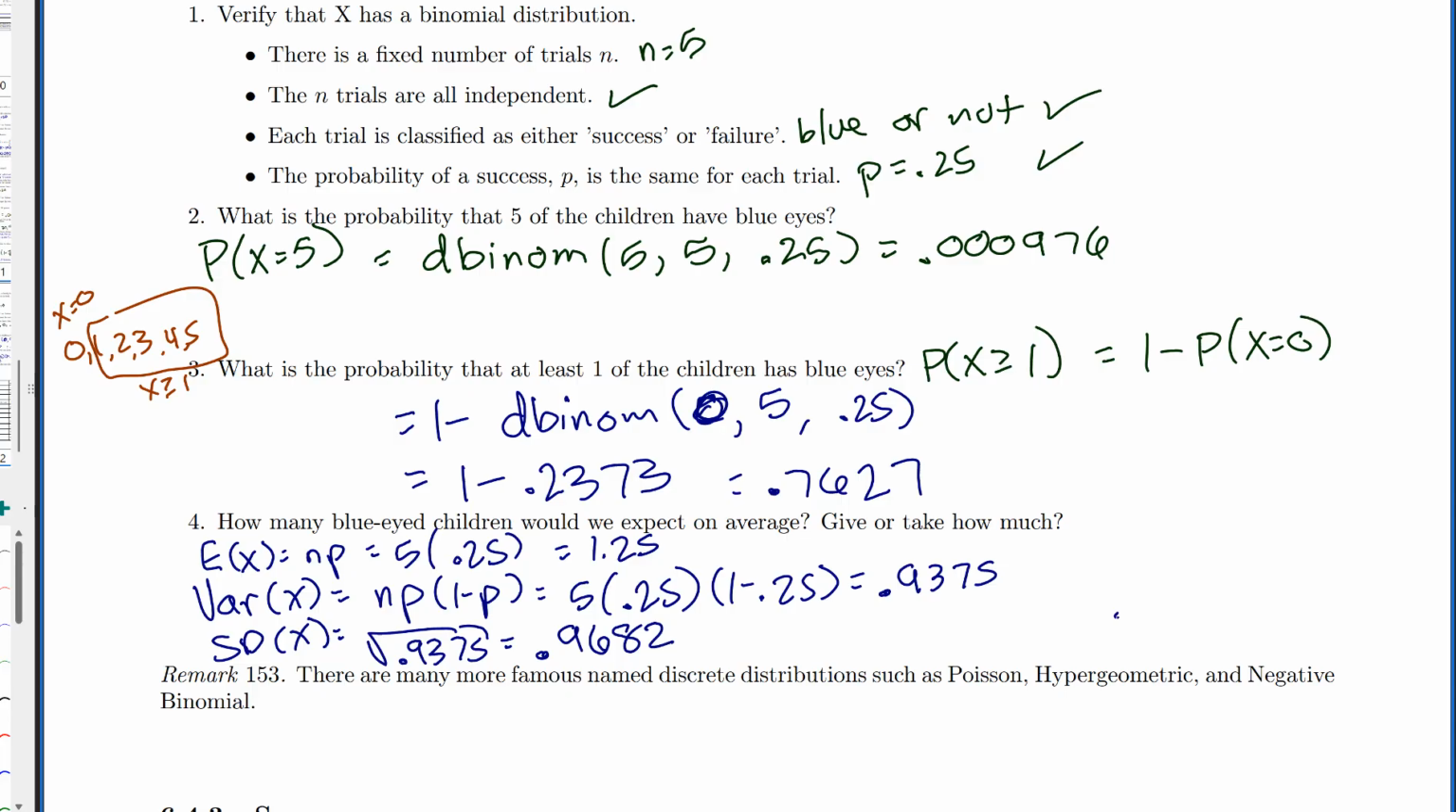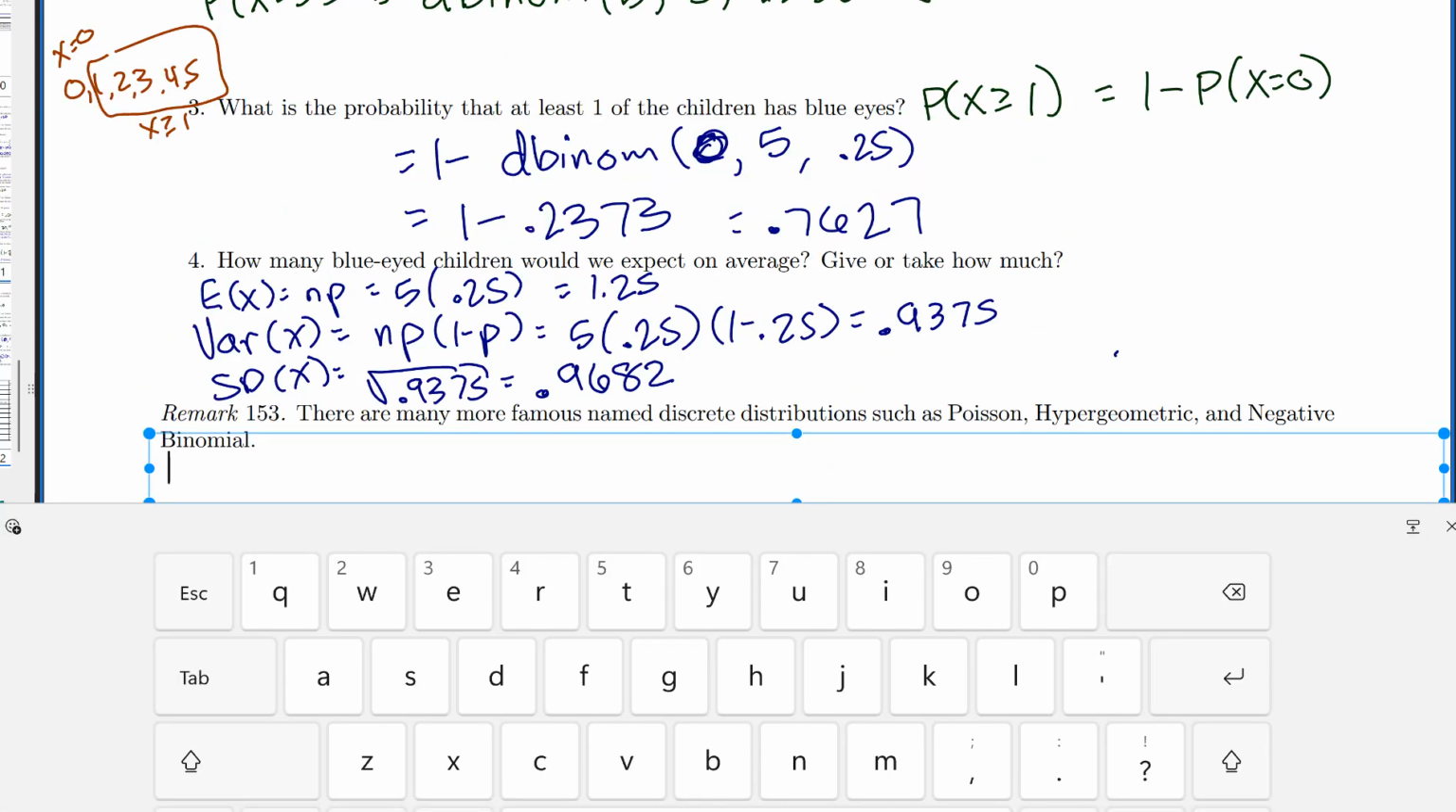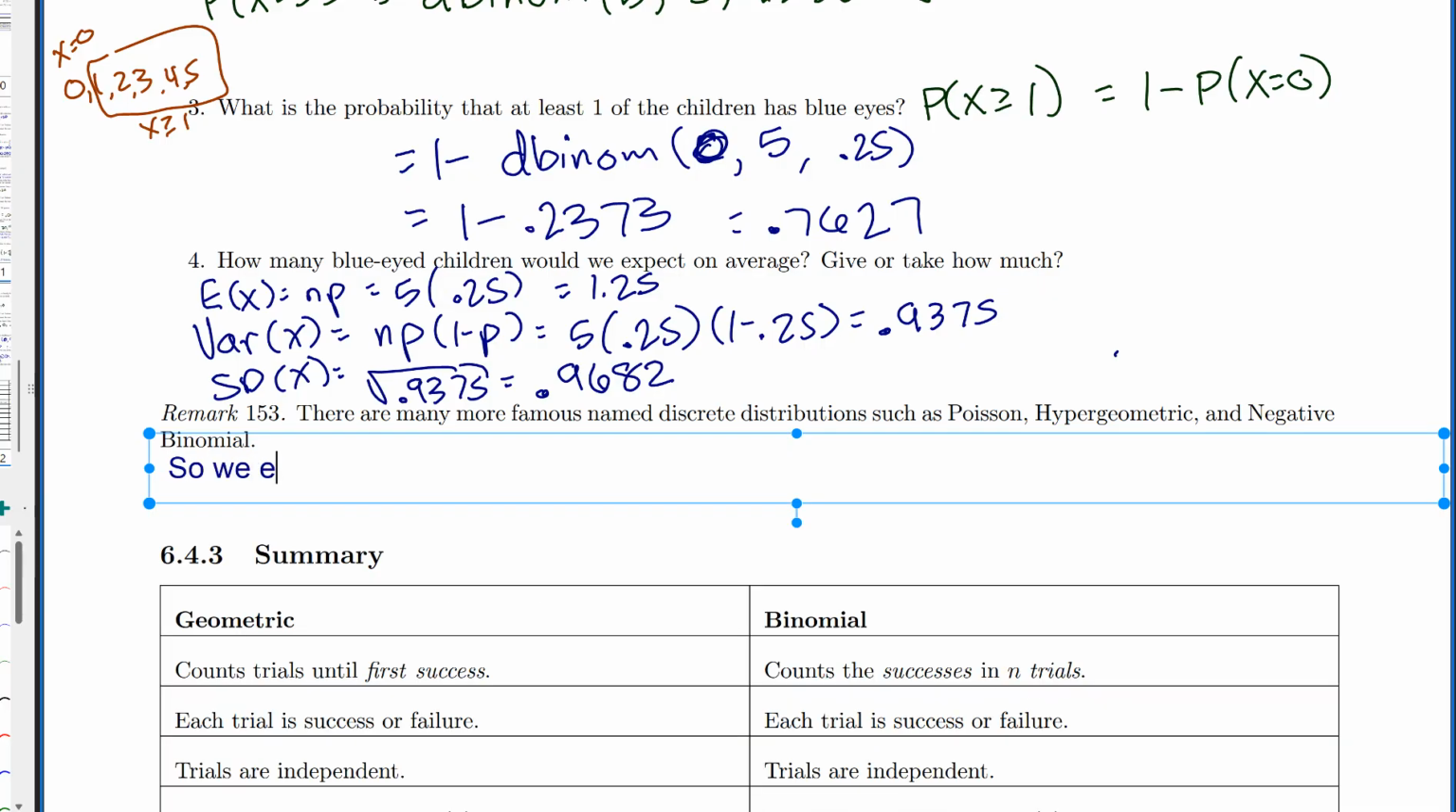So if I want to write my interpretation, I didn't quite save myself enough room. I'm going to write it here. I'll leave you guys a little bit more room. We could say something like, so we expect on average about 1.25 blue-eyed kids, give or take 0.9682.